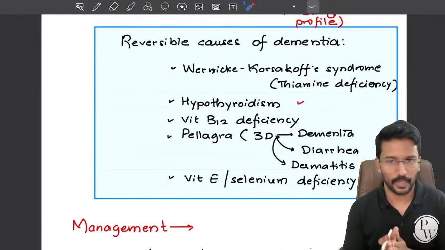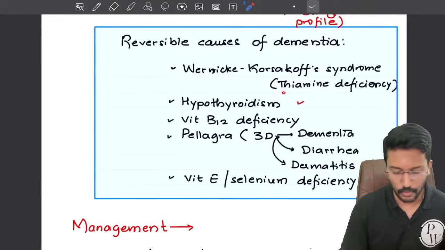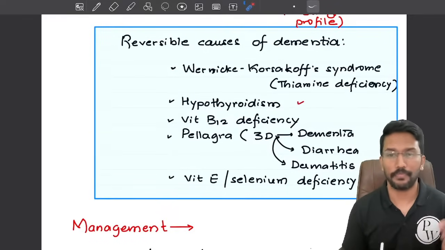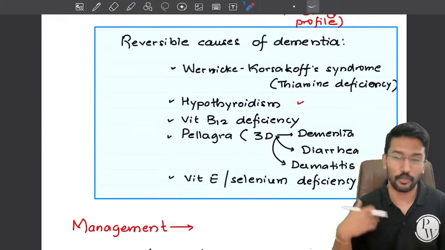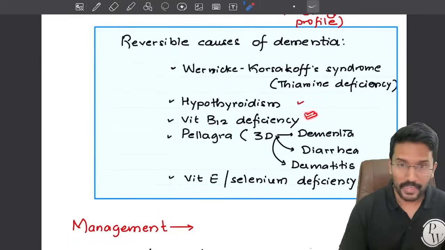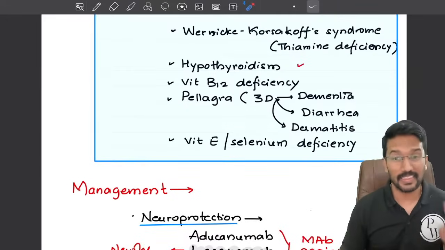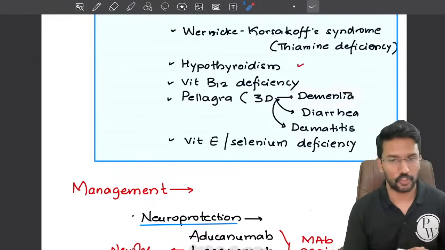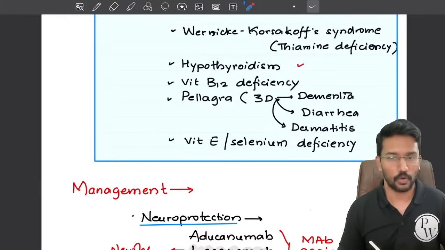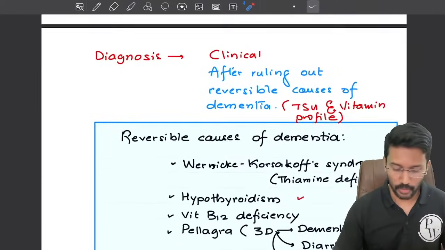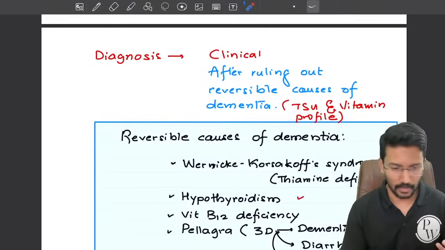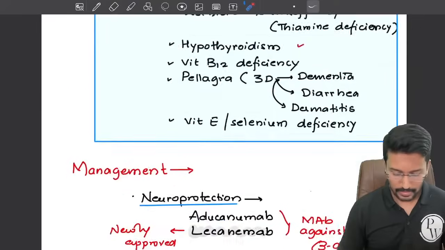I have listed important ones, like you know about this Wernicke-Korsakoff syndrome due to thiamine deficiency, very common in alcoholics, right? In there, one of the symptoms is confabulation. Confabulation is because they have the memory deficits, so they try to fill the memory deficits by made up stories. Then hypothyroidism, vitamin B12 deficiency, right? Pellagra, you remember it with 3 Ds, and one of the Ds of pellagra is indeed dementia. And last but not the least, vitamin E and selenium deficiency. These all are called as reversible causes for dementia. So rule them out before you come to the diagnosis of Alzheimer's disease. So the minimum investigation that we would need is a TSH and a vitamin profile. If they turn out to be normal, then you can think that the patient is having Alzheimer's disease.